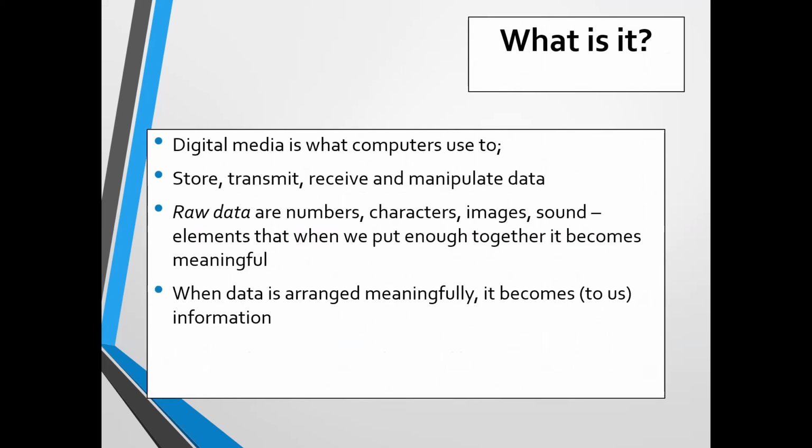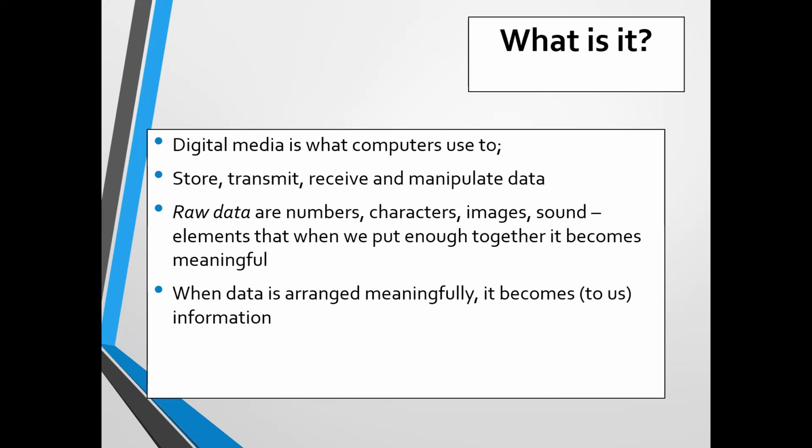Okay, so we want to first of all look at what is media, digital media. This is what a computer can use to store, transmit, receive, and manipulate data. Basically, it is that part of the computer that does our storage, the transmission, receipt of any data that we have. We look at raw data as numbers. This is usually how we define data. Data is defined as raw facts or raw numbers or characters, images, sound elements that are put together to make some meaning. Raw data is just raw facts.